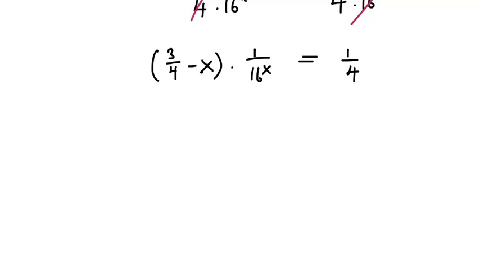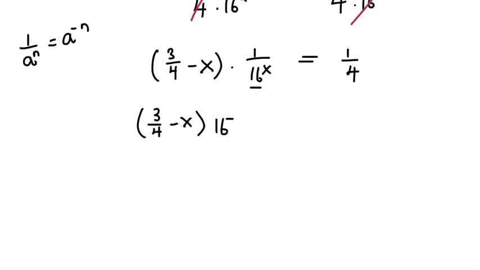Okay, so what are we going to do next? Now 1 over 16 to the power of x, we can write it using this property. We know 1 over a raised to the power of n is equal to a to the power of negative n. So on the left hand side we have 3 over 4 minus x, then multiply by 16 raised to the power of negative x. So this is equal to 1 over 4.